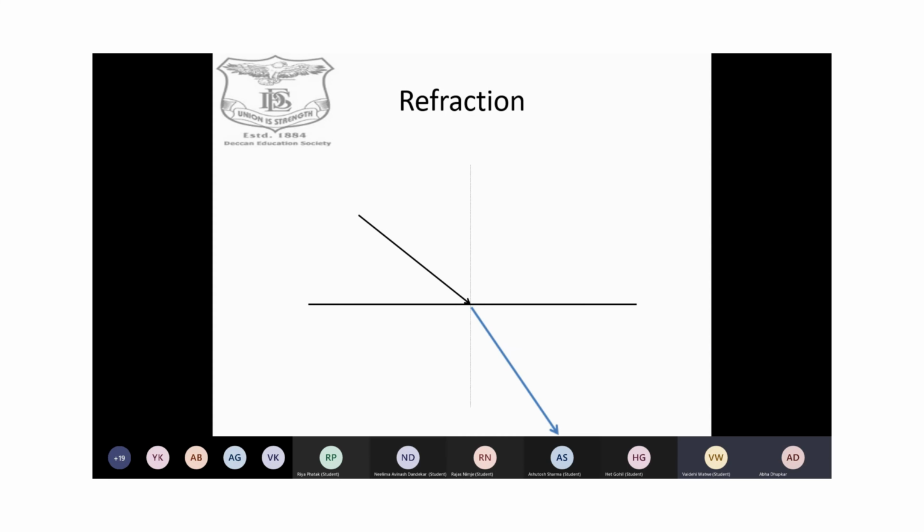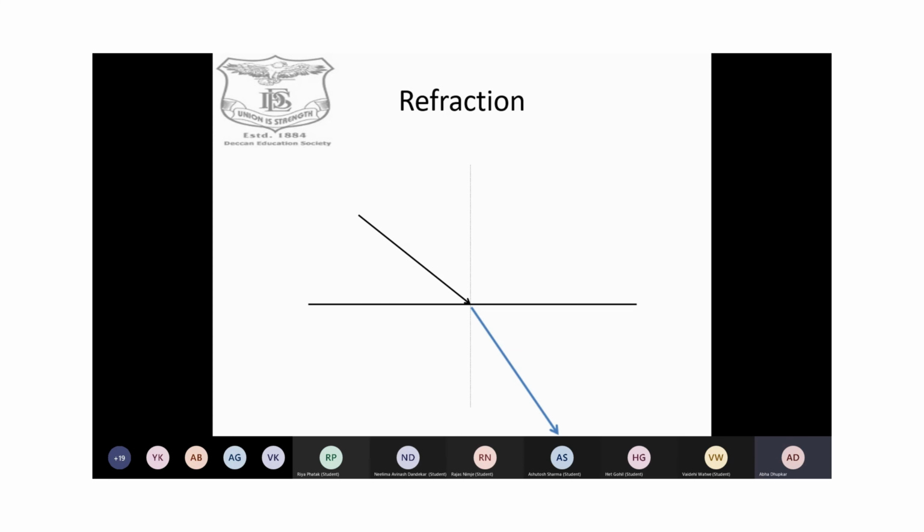Yes, if the second medium, the medium in which your blue arrow is, is rarer than the first medium, which means that particles in the second medium are spaced farther apart from each other, the refracted ray is going to move away from the normal. And if the medium is denser, which means that the particles are closer together as compared to the first medium, then the refracted ray will move towards the normal.